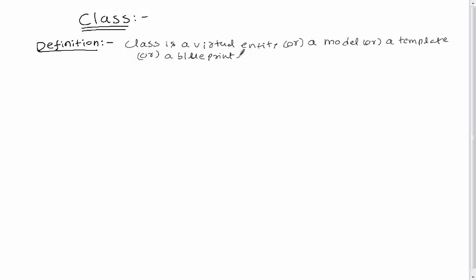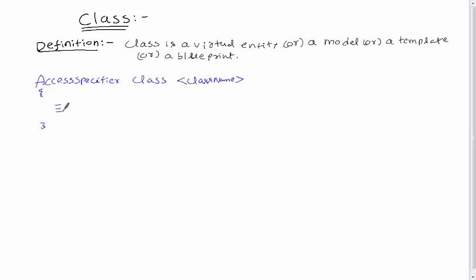A class is usually considered as a virtual entity or a model or a template or a blueprint. So we need to understand what is the meaning of a template or a blueprint or virtual entity. Anyhow, template, blueprint, model or virtual entity have almost similar meaning. You will understand why classes are considered virtual entities later. First, let me show you the syntax for declaring a class.